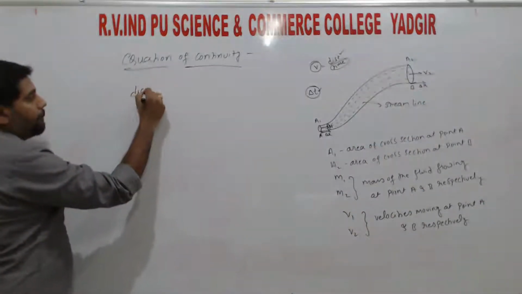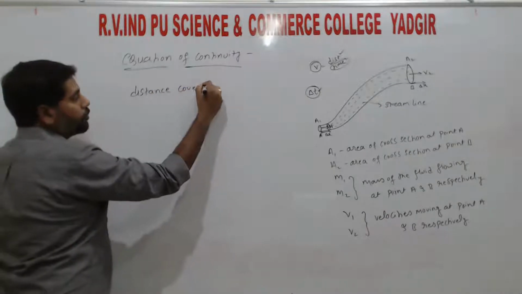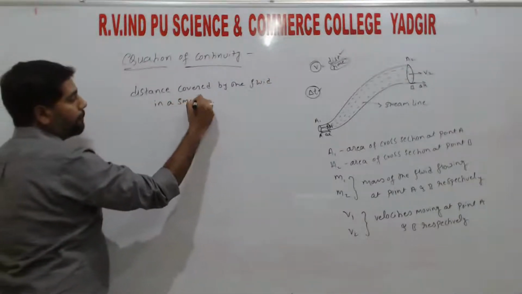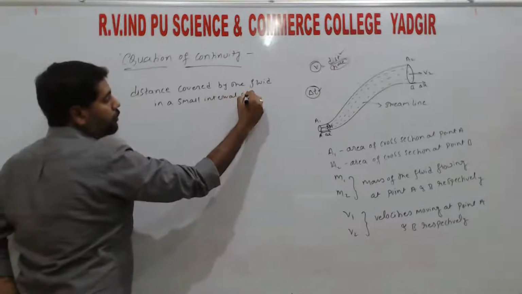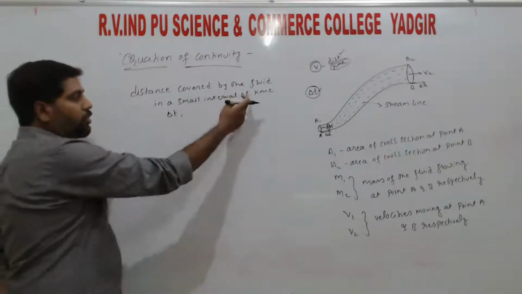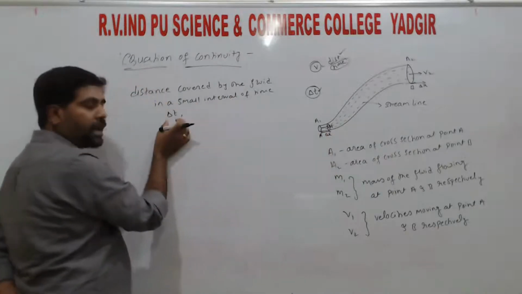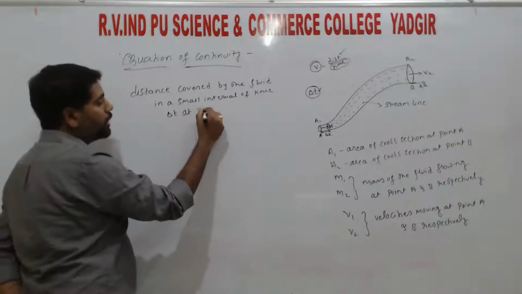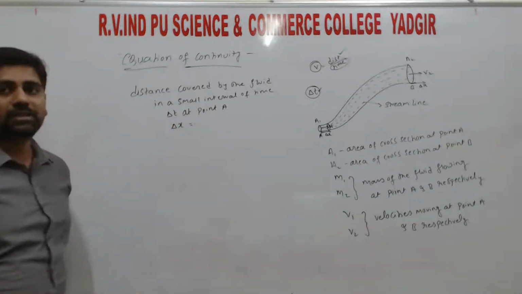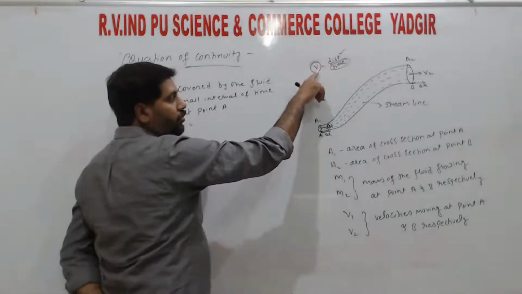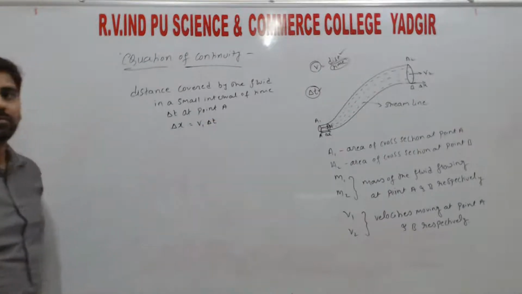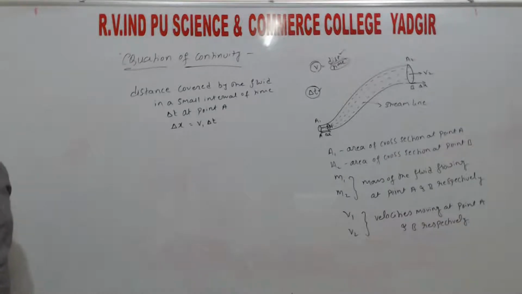So the distance covered by the fluid in a small interval of time delta t at point A, that we have taken as delta x, right? So distance we can write as velocity into time. Velocity is v1 and time is delta t. So delta x is equal to v1 into delta t.